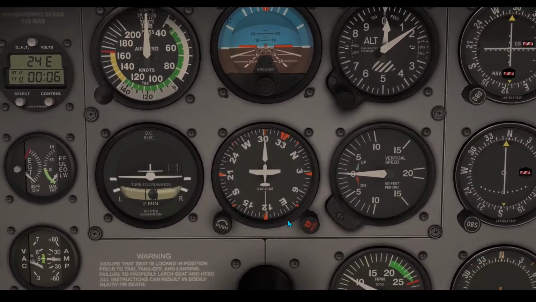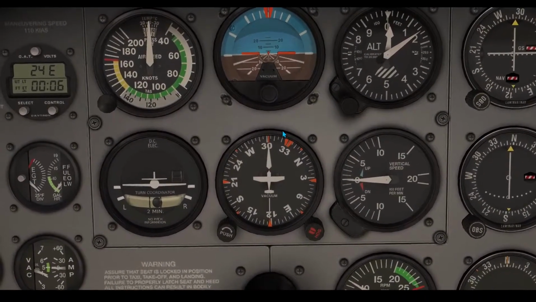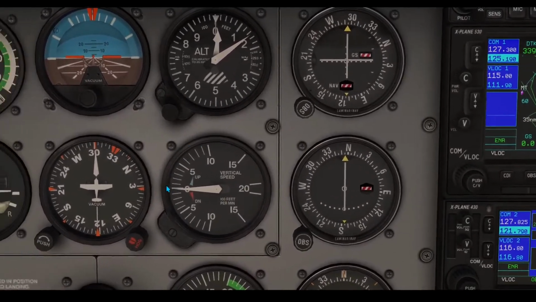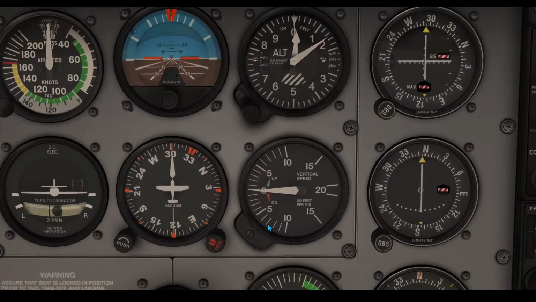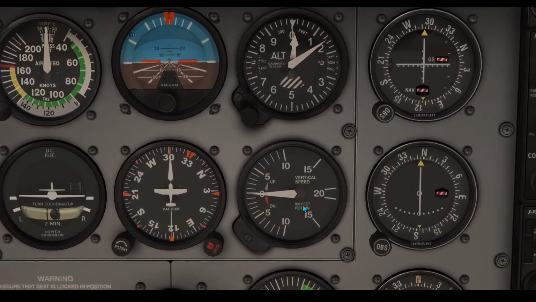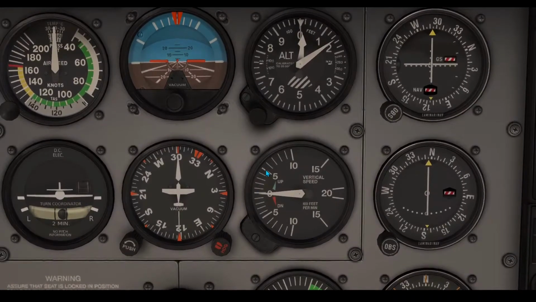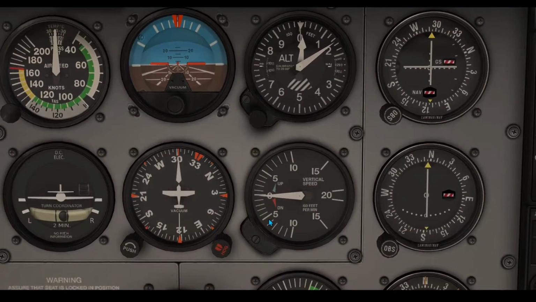So if we fly heading with autopilot and we select 330, then the aircraft is going to fly 330. Vertical speed indicator, vertical velocity of the aircraft in hundreds of feet per minute. Every mark is 100 feet per minute. This 500 is 1000 climbing, 500, 1000 descending.